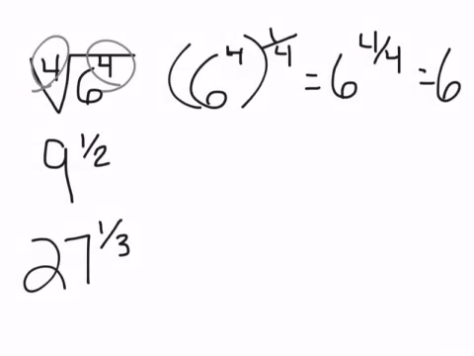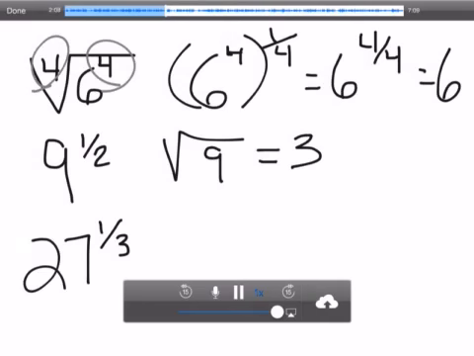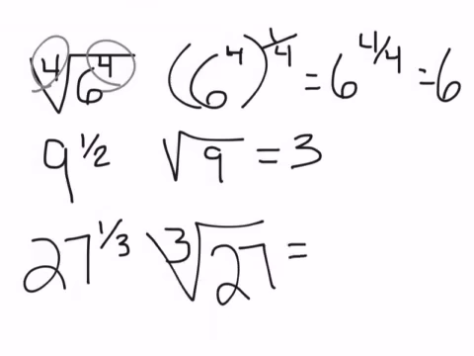So 9 to the 1/2 power, if you think about the last one where we made the root 4 into 1/4, so a 1/2 power would be the square root of 9, which would be 3. And then the 1/3 power would be the cube root of 27, which would be 3.